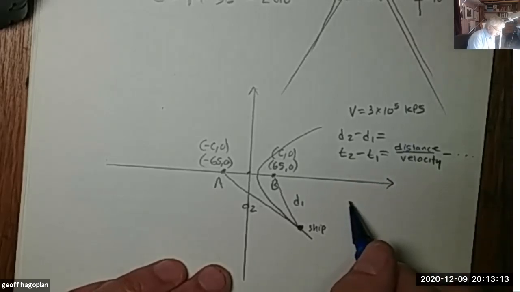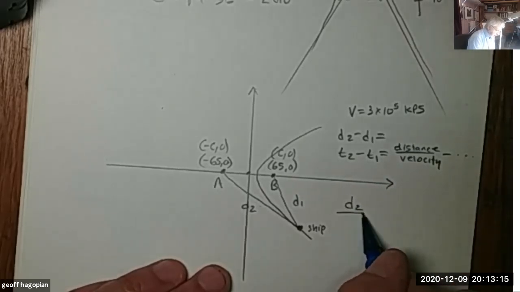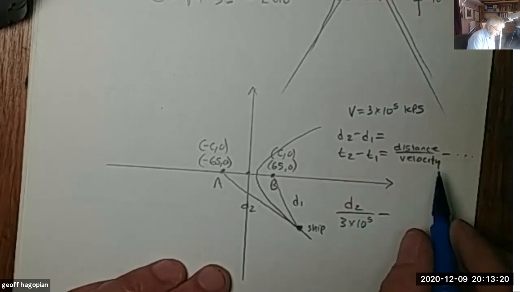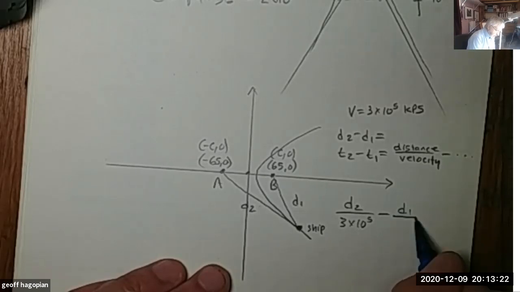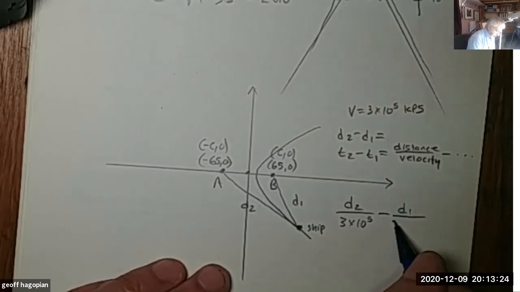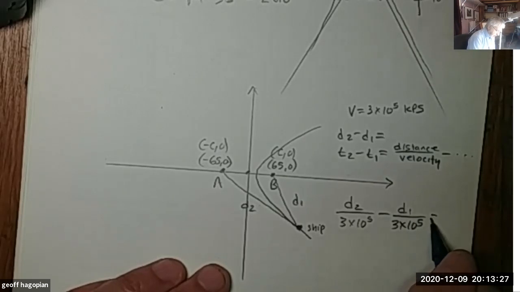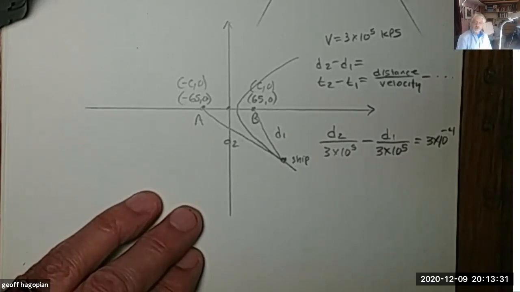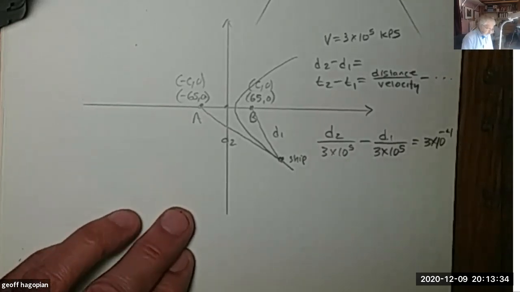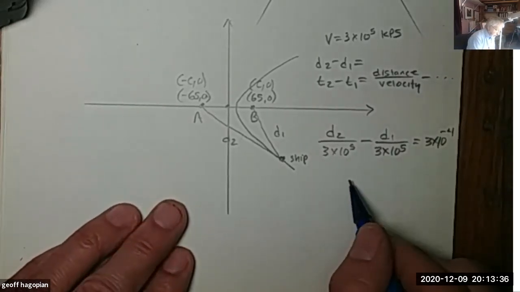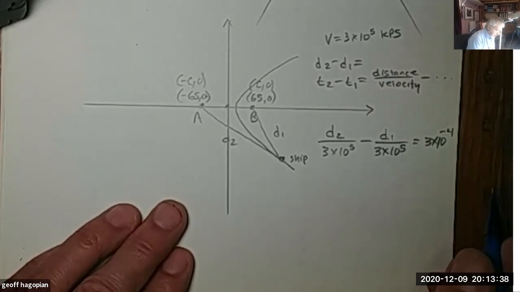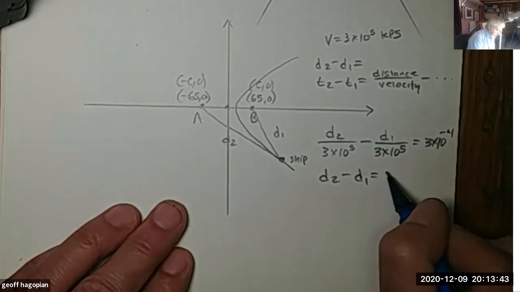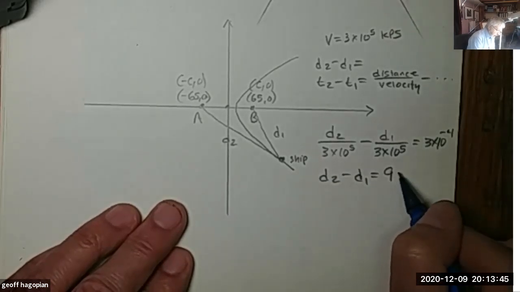Okay, so the distance d2 divided by 3 times 10 to the 5th, minus the distance d1 divided by that same velocity, is equal to 3 times 10 to the negative 4th. Just using some scientific notation there. So we want to multiply both sides by 3 times 10 to the 5th, and we get d2 minus d1 is 990.